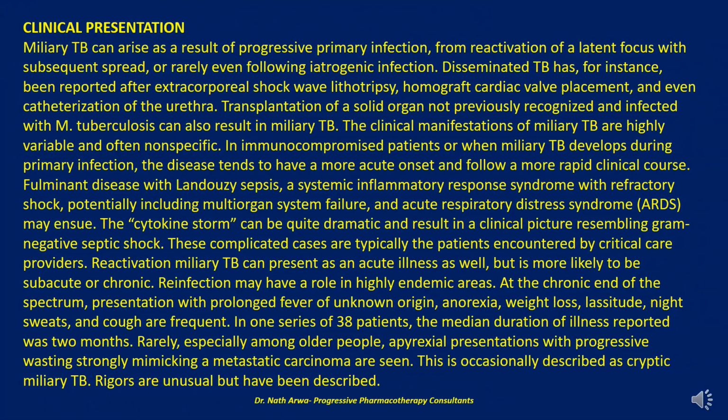Clinical presentation. Miliary TB can arise as a result of progressive primary infection, from reactivation of a latent focus with subsequent spread, or rarely even following iatrogenic infection. Disseminated TB has, for instance, been reported after extracorporeal shock wave lithotripsy, homograft cardiac valve placement, and even catheterization of the urethra. Transplantation of a solid organ not previously recognized and infected with Mycobacterium tuberculosis can also result in miliary TB.